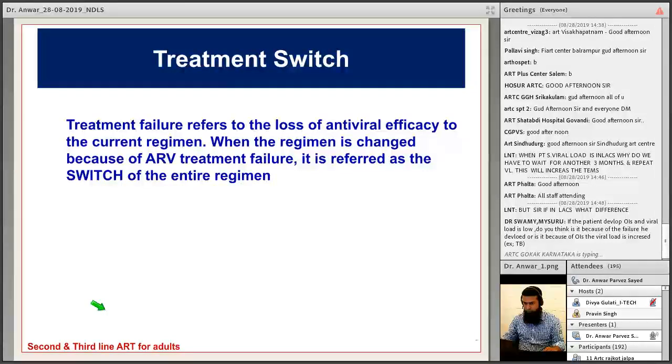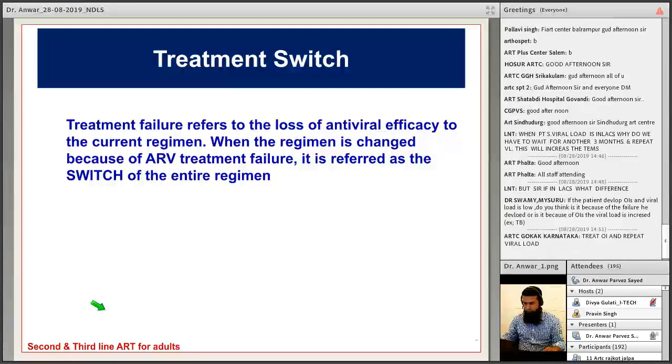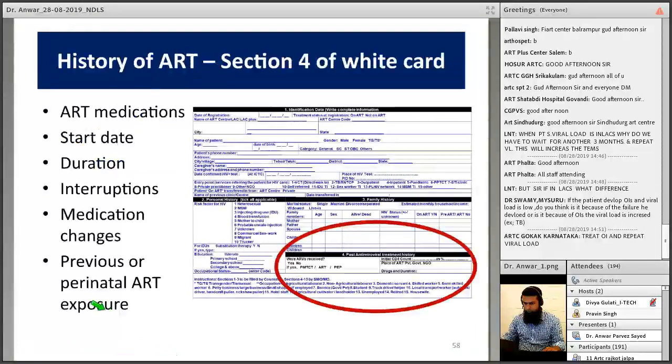So when a patient fails treatment, the next line we use, and when we change the regimen from one to another, that is called a treatment switch. Switching means the regimen is changed because of ART treatment failure, and we change the entire regimen. So for doing this treatment switch, which are the important points we need to consider?